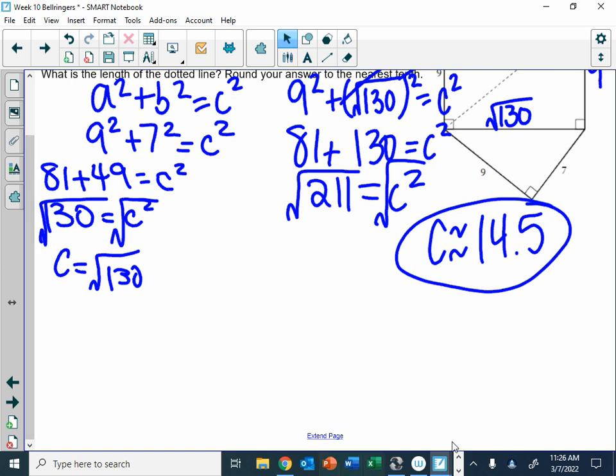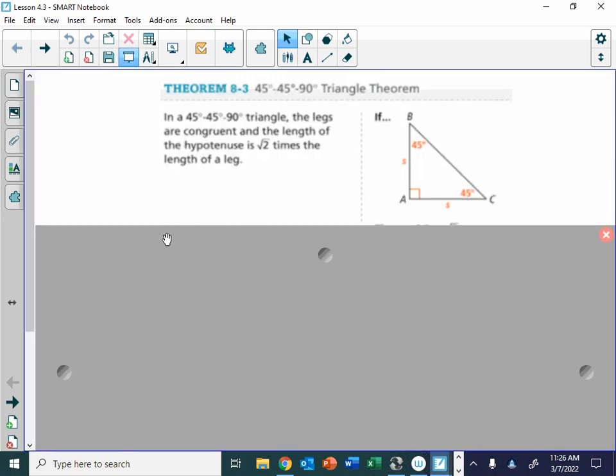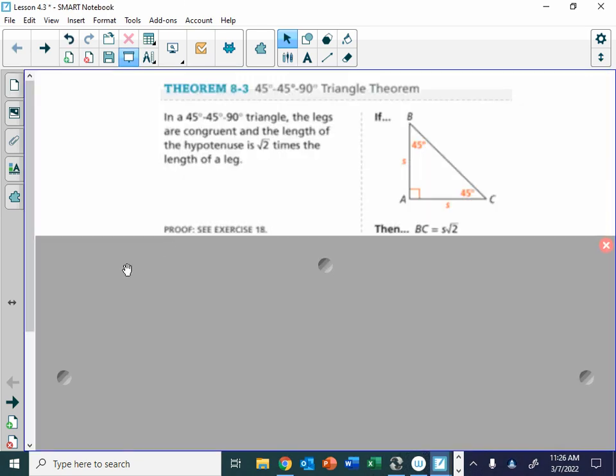Alright, so today we are talking about something called special right triangles. There are two special types of right triangles. The first one is a 45-45-90 triangle. The second one is a 30-60-90 triangle. And all those numbers mean are just the measures of the angles inside the triangle.